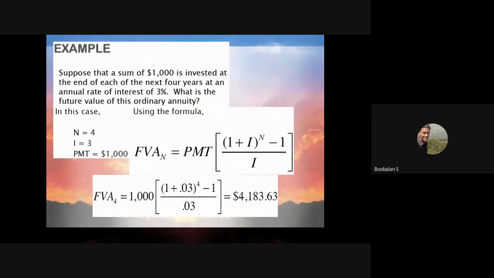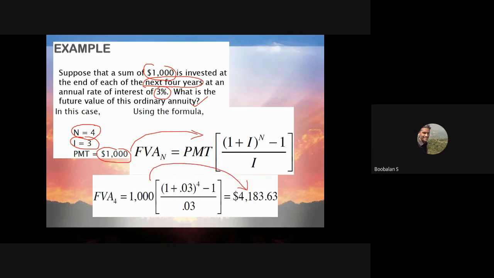Now I'm going to spend about $1,000, which I'm going to invest at the end of each year, next year to the next year, right? I'm going to invest for 4 years, spending this much, and the interest rate will be 3%. What will be the future value of this ordinary annuity? We have the data: number of years, rate of interest and payment. I have the formula, substitute every data into the formula, then we are able to calculate this amount, right?